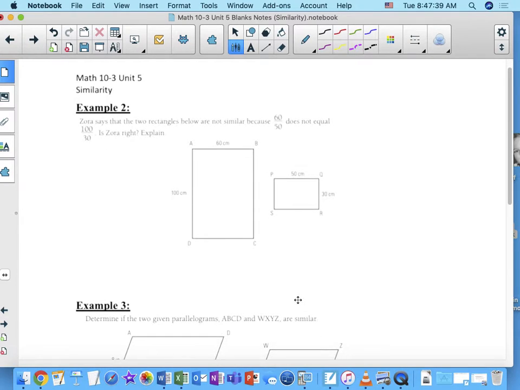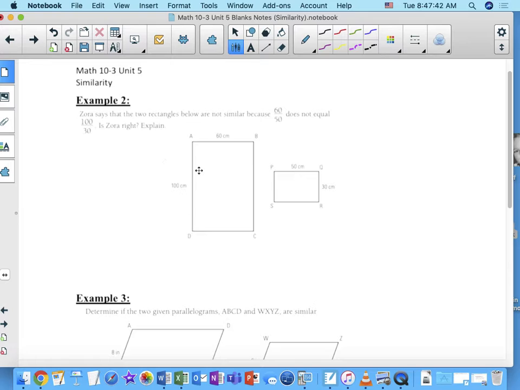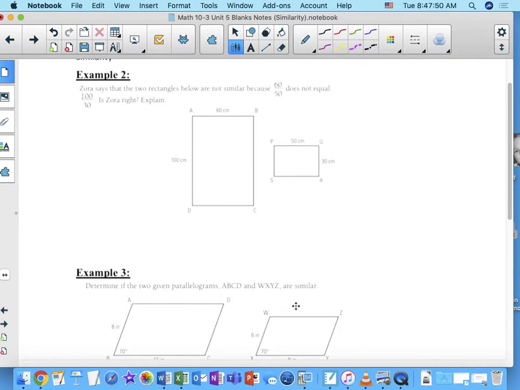Zora says that the 2 rectangles below are not similar because 60 over 50 does not equal 100 over 30. Is Zora right? Explain. Okay, so let's see what Zora did. Zora compared the top to the top and the side to the side. Now, when we are comparing rectangles, we don't want to compare top to top and side to side.